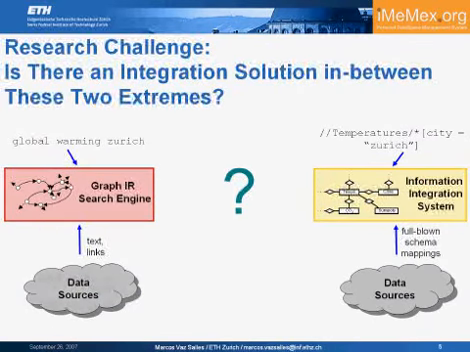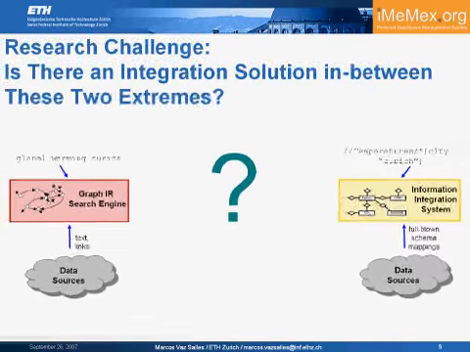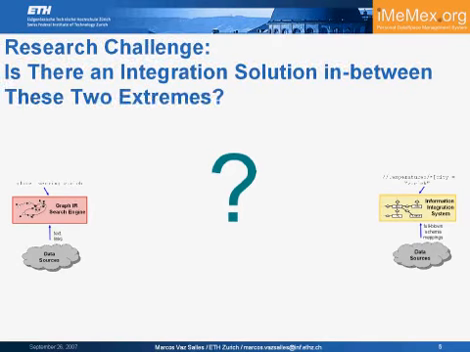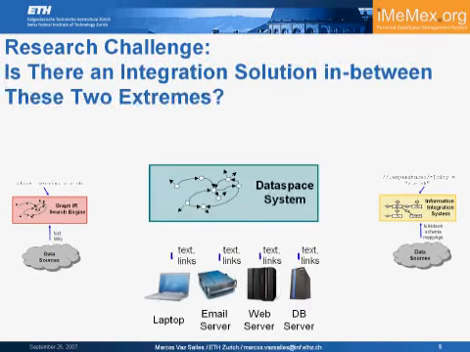The research challenge we're looking at in our paper is whether there is an integration solution in between these two extremes. Must we always use a search engine or an information integration system? Or is there a new type of system that can combine the best of the two worlds? We believe the answer to this question is yes. We will use a new system abstraction called a dataspace system.